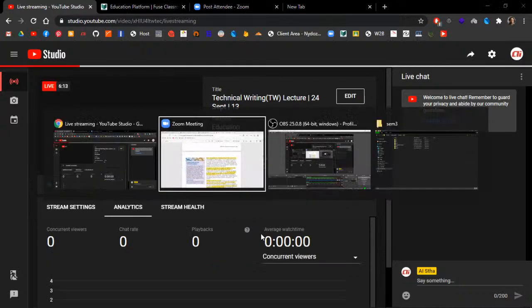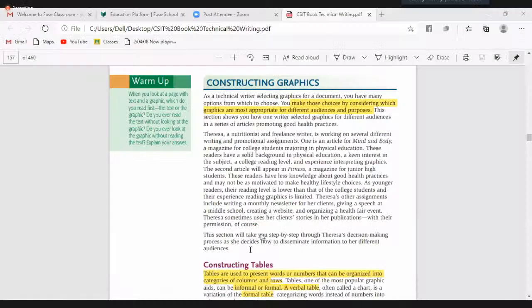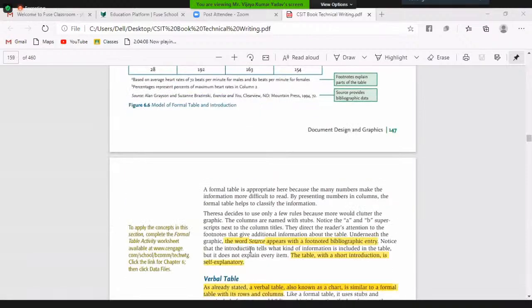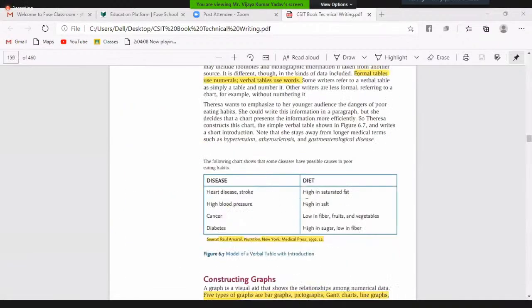Let me show you first, then it will be clear to you. Verbal table. See, this type of table is a verbal table. Here, disease and then diet. For heart disease and stroke, the diet is high in saturated fat. For high blood pressure, the diet is high in salt. So due to high salt, there is high blood pressure. So this is called a verbal table, using words only instead of numbers.